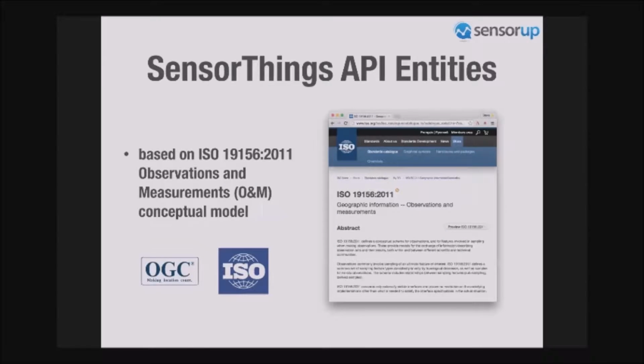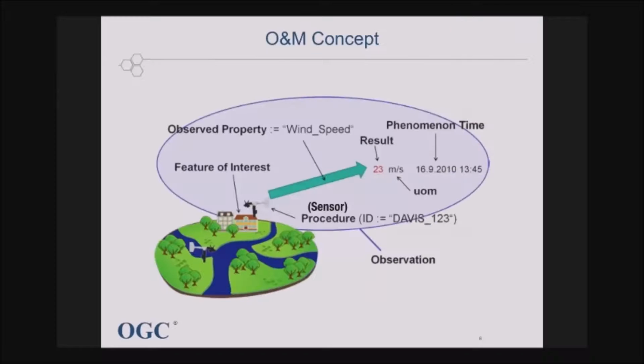The SensorThings data model is based on ISO 19156, which is Observations and Measurements. It's a conceptual model, or you can call it an ontology. Because we're based on this model, we can accommodate a lot of different use cases, and today I'm going to show you some use cases.